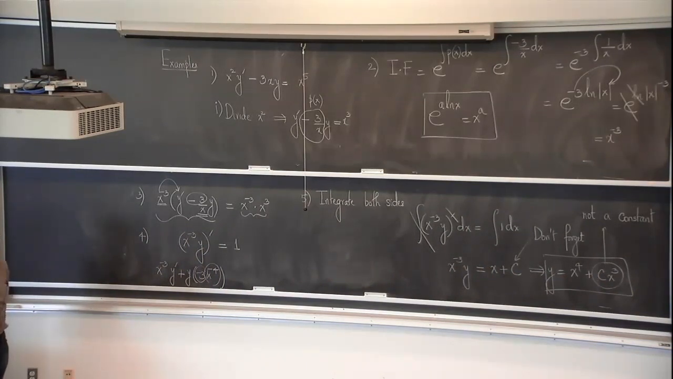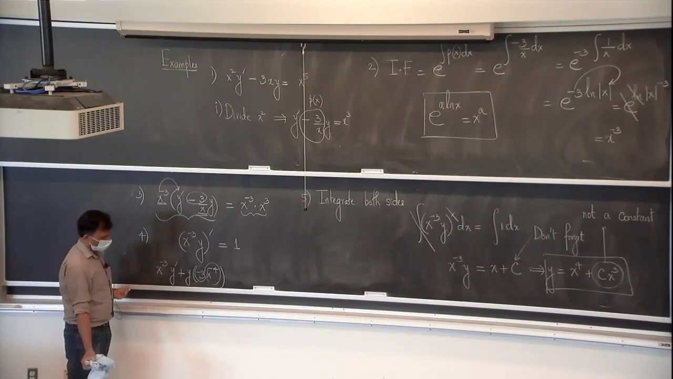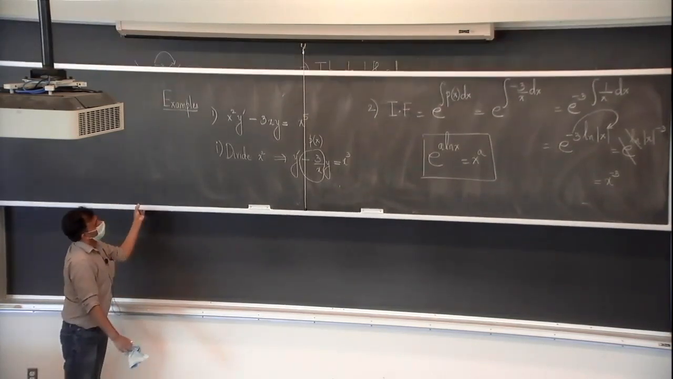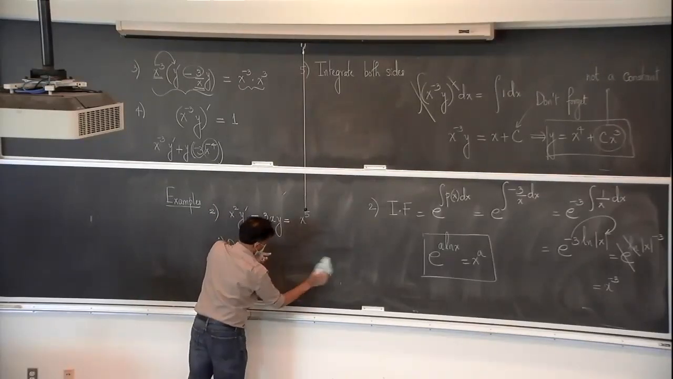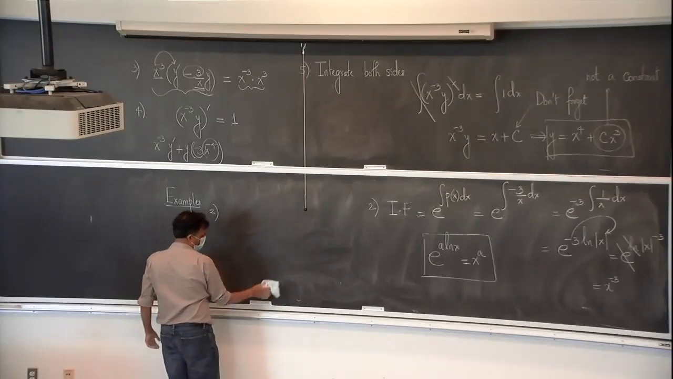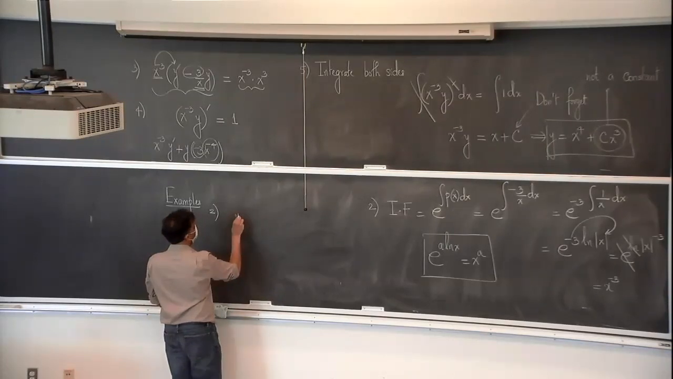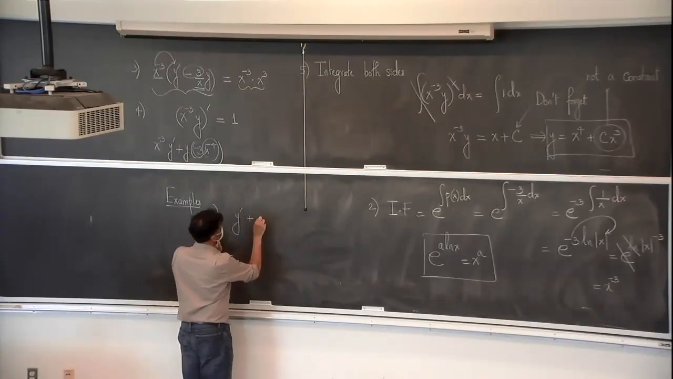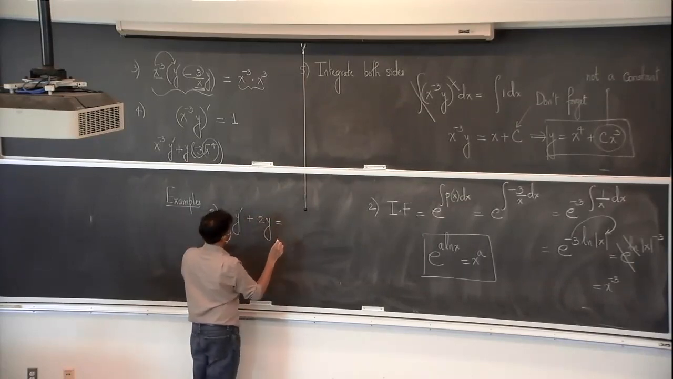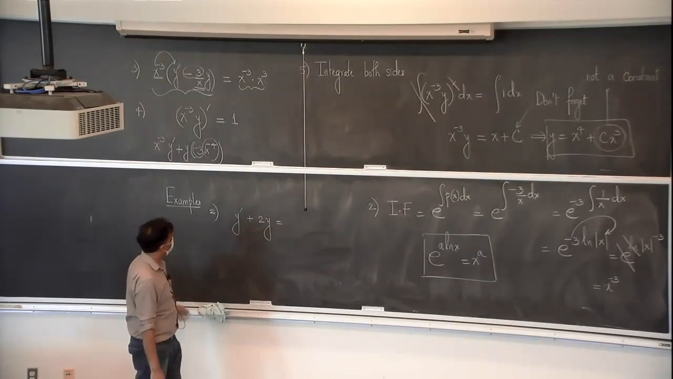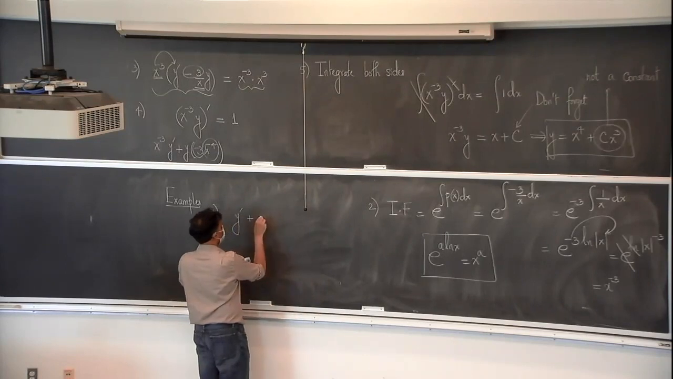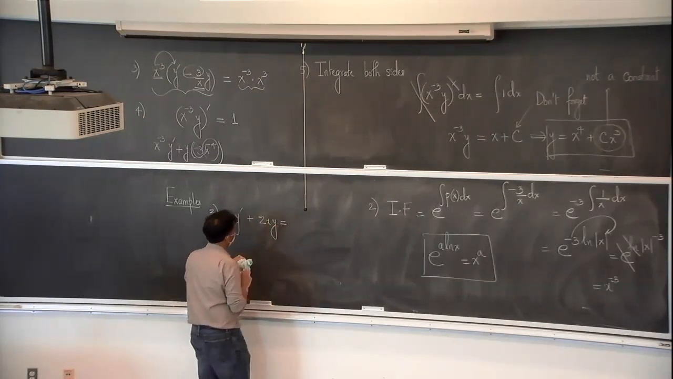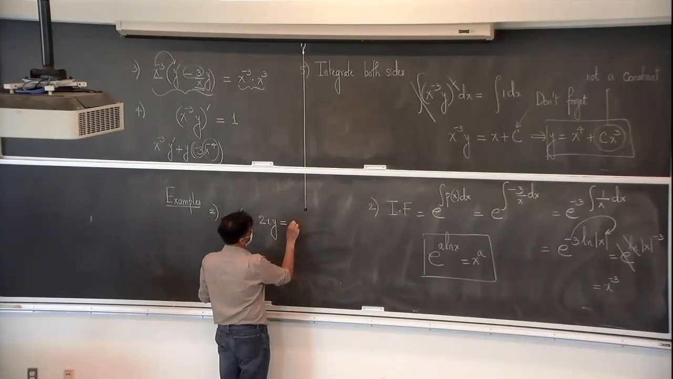All right. Any questions on this? I'll let you do a quick example and then we'll stop. Example 2. y prime plus 2xy equal to x.